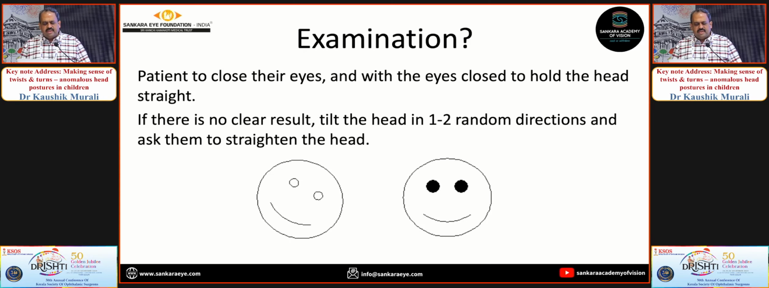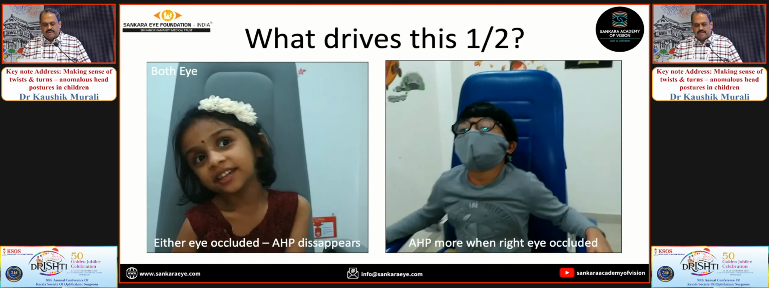The next question is to figure out whether it is ocular or non-ocular. The simplest way to do it is to ask the child to close their eyes and hold the head straight, and try to move the head in one or two random directions with their eyes closed. If they're able to maintain it, then probably it is non-ocular. That becomes the simplest way of classifying whether it is ocular or non-ocular.